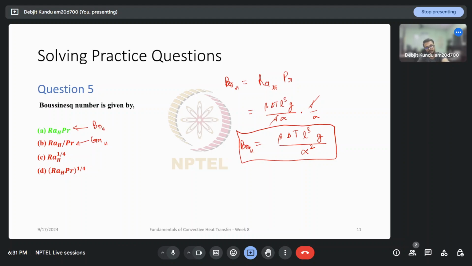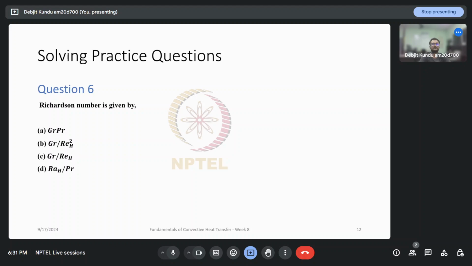All right, so moving on. We'll move on to question number 6. Once again, another non-dimensional number known as the Richardson number. And there is some very direct physical significance of this Richardson number, which we will look at once we solve this problem. This question is asking us the definition of a Richardson number. Is it option A, the product of Grashof and Prandtl? Is it option B, the ratio of Grashof to the square of Reynolds? Is it option C, simply the ratio of Grashof number and Reynolds number? Or is it option D, the ratio of Rayleigh number and Prandtl number?